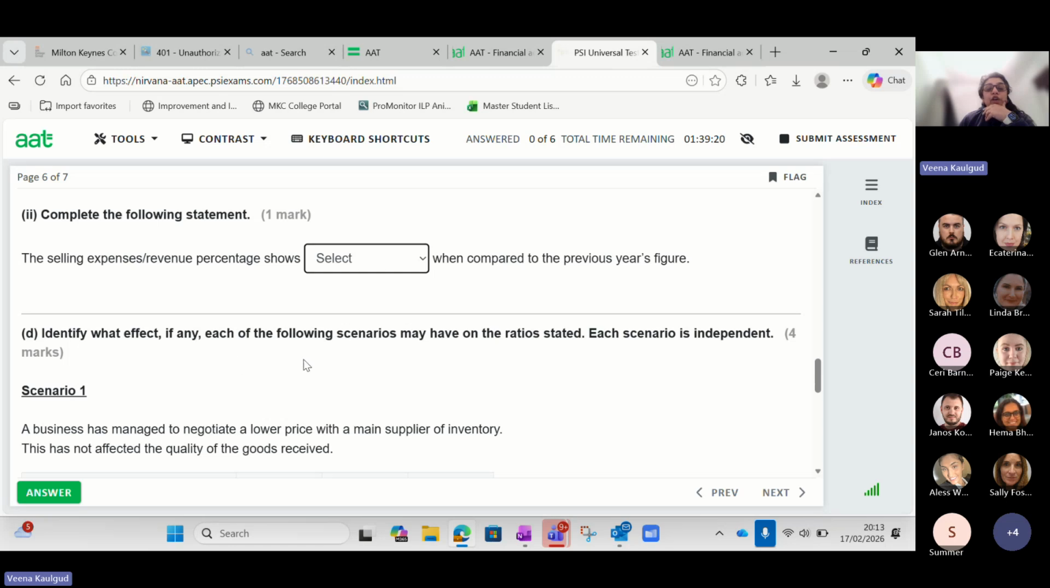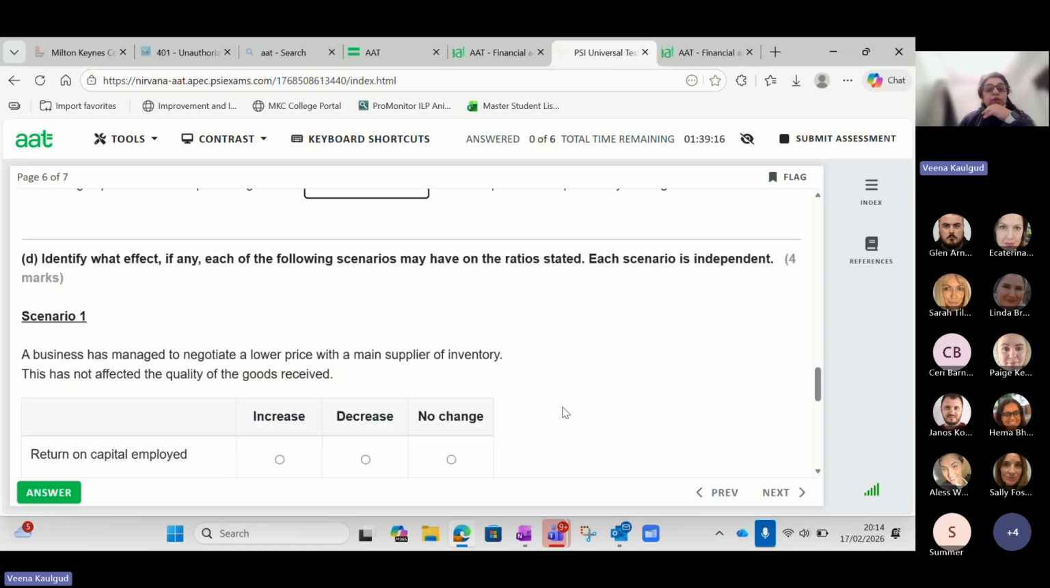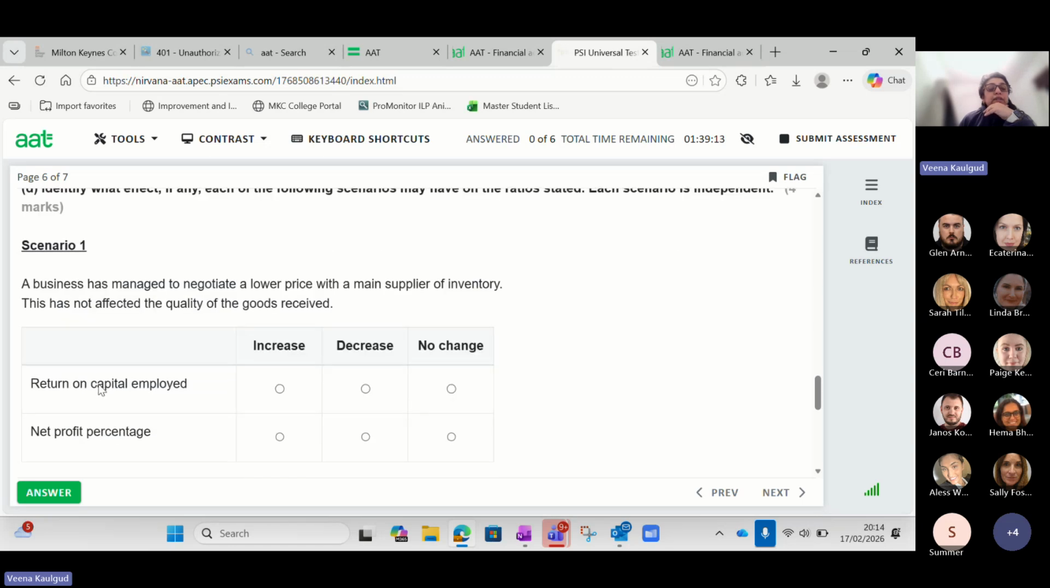Identify what effect, if any, the following scenarios may have on the ratios stated. Each scenario is independent. A business has managed to negotiate a lower price with a main supplier of inventory. This has not affected the quality of the goods. So we are assuming that they are only negotiating a lower price. The quality is intact. So what happens to my return on capital employed?